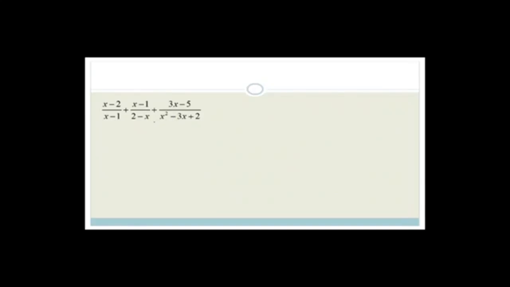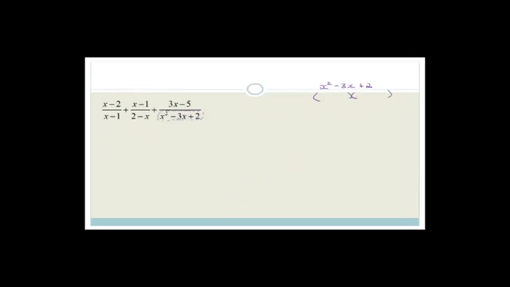Okay, so again, I need a lowest common denominator, agreed? So what I need to do is I need to factorize this because this thing here is a trinomial, right? So we've got x squared minus 3x plus 2, but we know how to factorize this.